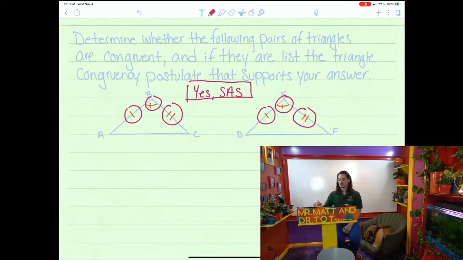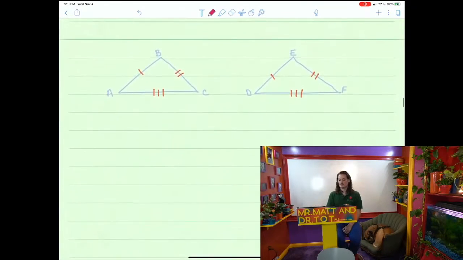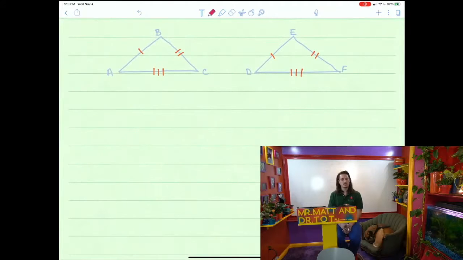If you have any questions, then please let me know. I'm going to give you 2 minutes. Please look at these two triangles.